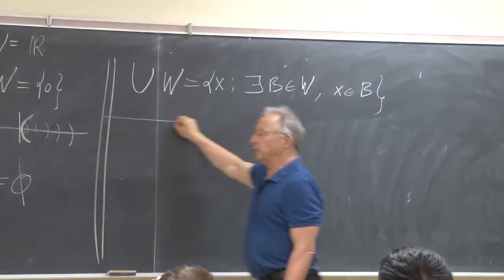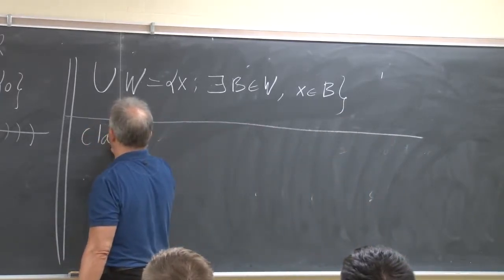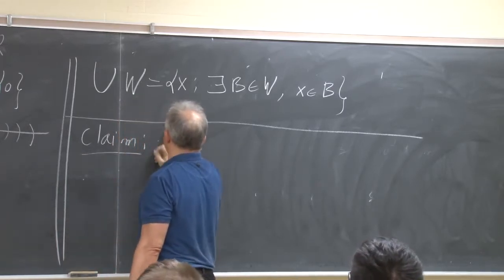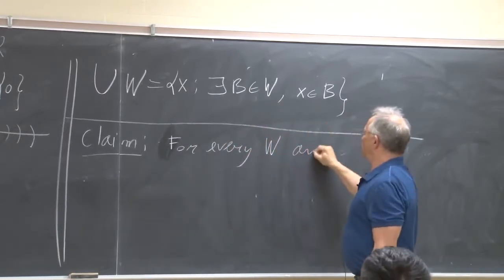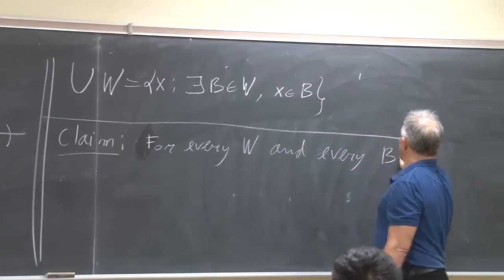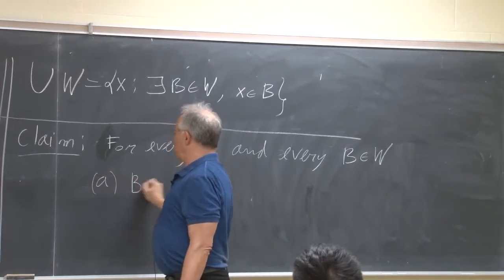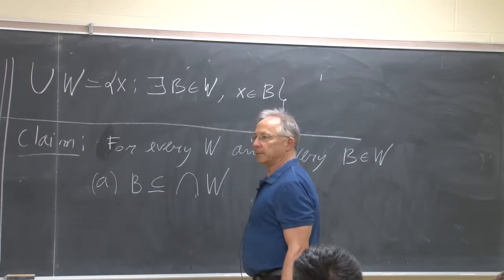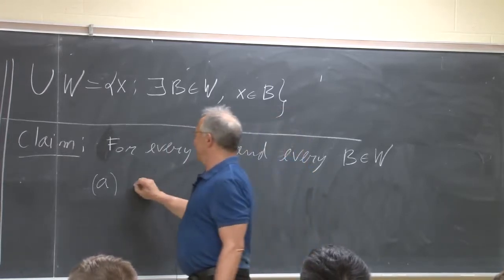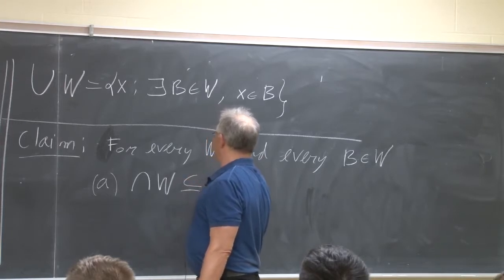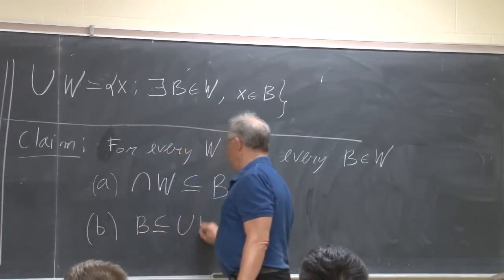Now, the one thing I want you to note, which is interesting, is a simple claim. The first part says that for every collection W and every set B which is a member of this collection, I have the following two properties. The first property is that B is a superset of the intersection of W. And the second property is that B is a subset of the union of W.